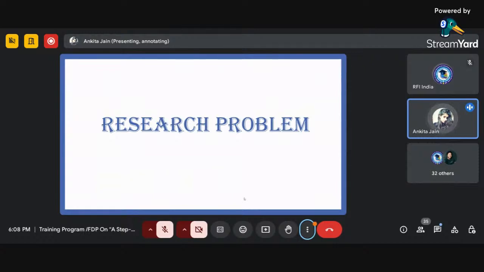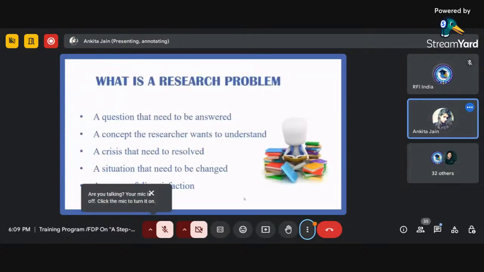So, the problem identification. We are going to talk about what a problem is, what it means, what a research problem is. It can be a question which needs to be answered. It can be a concept which the researcher doesn't know and wants to understand.